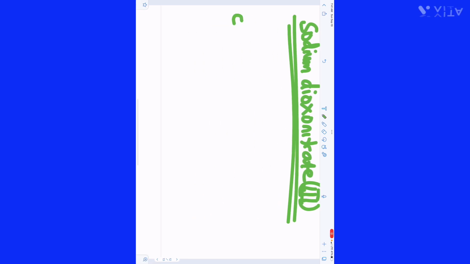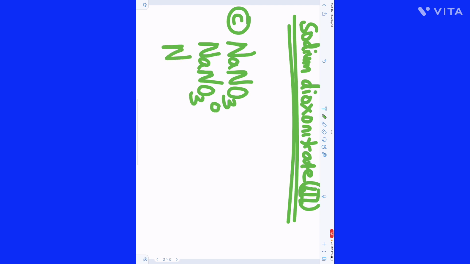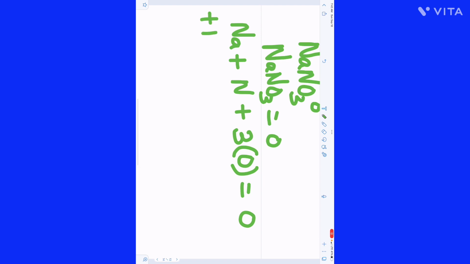So question C now, 2C. Let's go to 2C. It says NaNO3. We should find the oxidation number of nitrogen in NaNO3. NaNO3 has no charge on it. The charge of the molecule is 0. What does that tell you? That tells you if you put the charge of Na together with that of nitrogen plus 3 oxygen, you should get a total of 0.